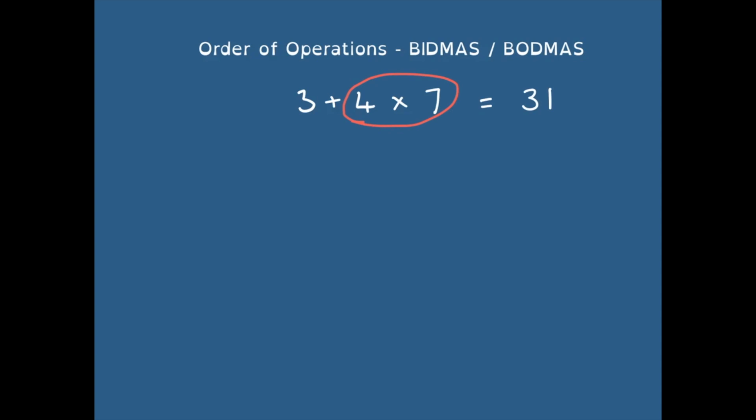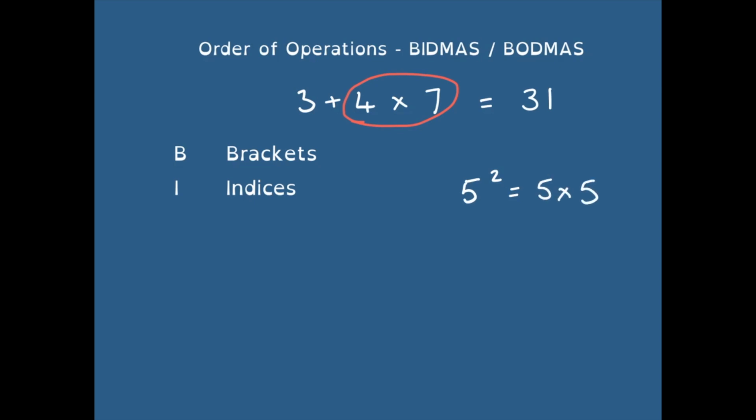The first thing we need to do in any calculation is anything that appears in brackets. That has the highest precedence. Next, we calculate any indices. You might not have come across that word before. It just means powers, things like squared numbers or cubed numbers. For example, 5 squared, which is 5 times 5 or 25.